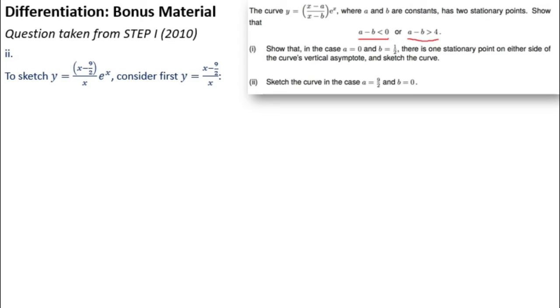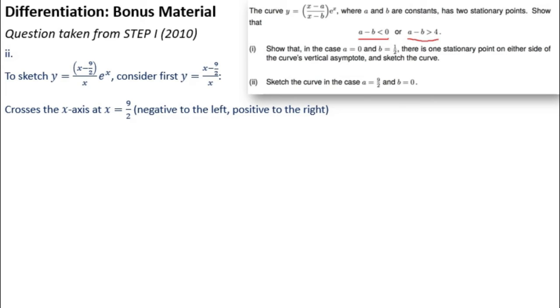The first thing to do, I'm going to do here, this is a little different. This is modeling for you a slightly different approach to sketching the graph. I'm going to look exclusively at this first piece, the x minus a over x minus b bit of the curve. If I can sketch this, which should be fairly quick, it's not a particularly complicated one, it's a transformed version of effectively the y equals 1 over x graph. But if we can sketch this one, we can then think about how it will be modified by being multiplied by e to the x.